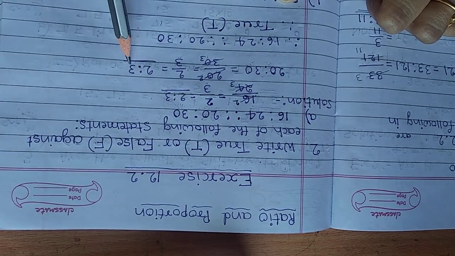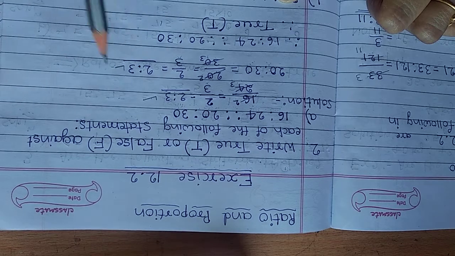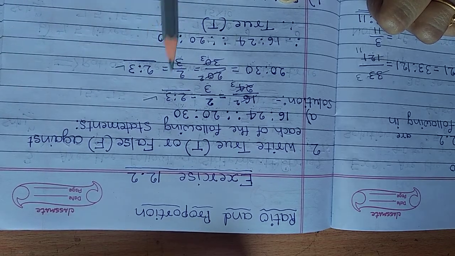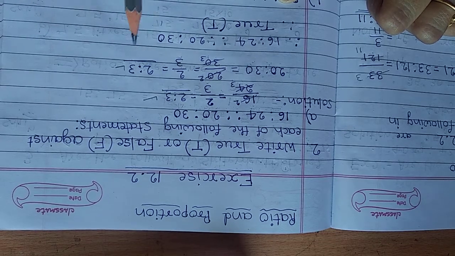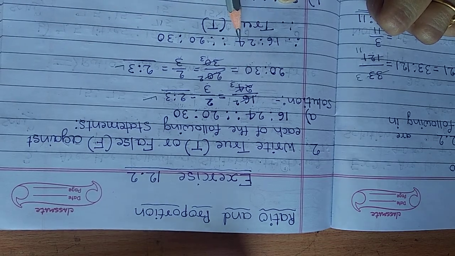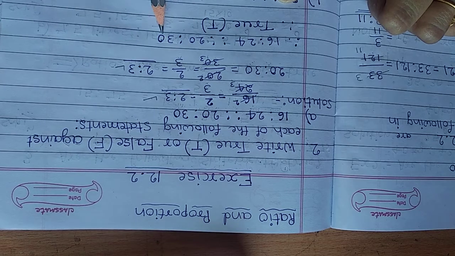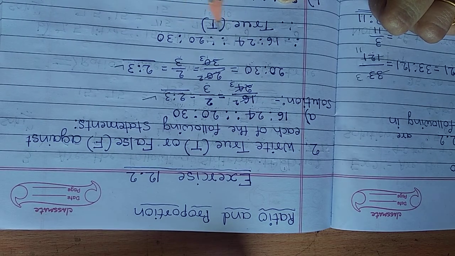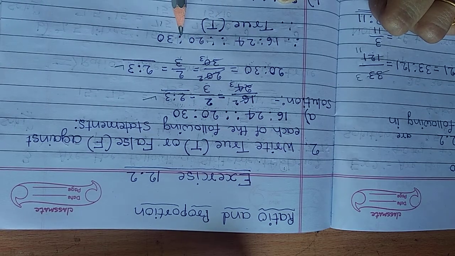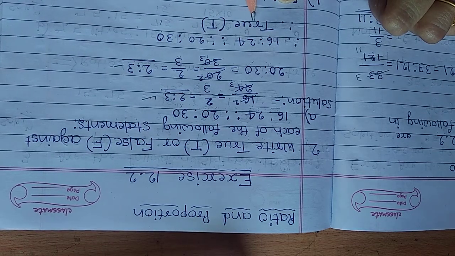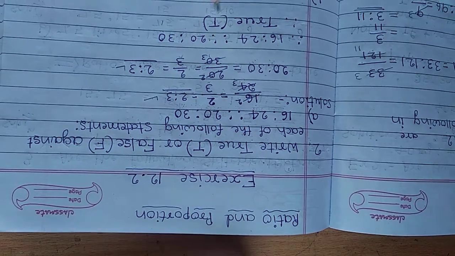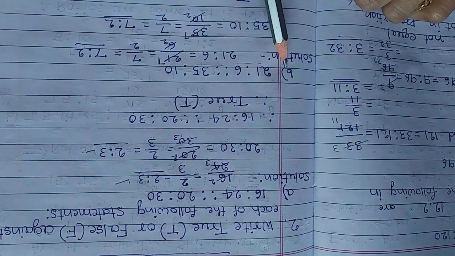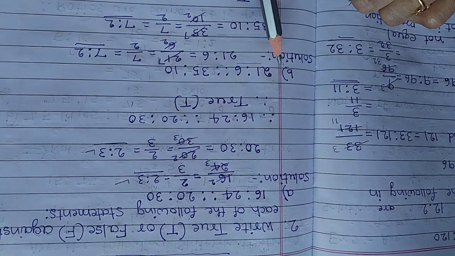Compare these two ratios. Are they equal? Yes. Here also 2 is to 3, and here also 2 is to 3. So we can say that the ratios are equal. Therefore 16 is to 24 as 20 is to 30. The given statement is in proportion. Ratios are in proportion, therefore the statement is true. Have you understood? We will go for the next one, then you can easily understand how to check the proportionality.